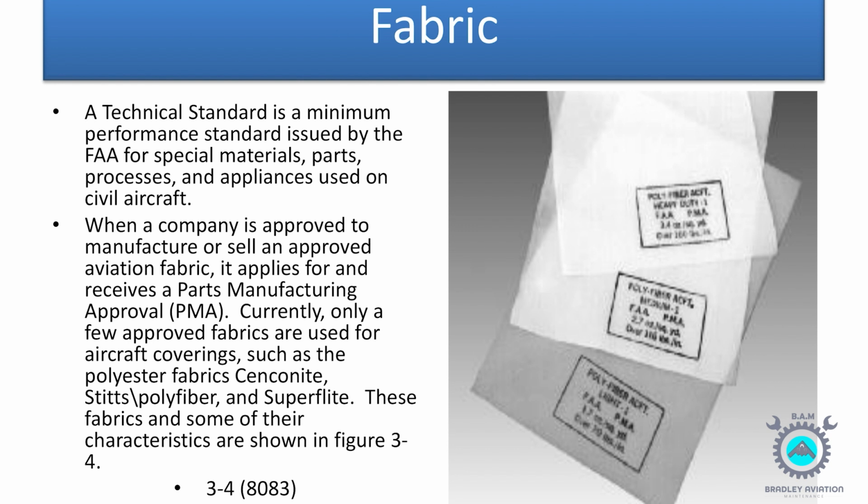When a company is approved to manufacture or sell an approved aviation fabric, it applies for and receives a Parts Manufacturing Approval, PMA. Currently, only a few approved fabrics are used for aircraft coverings, such as the polyester fabrics Ceconite, Stits Poly-Fiber, and Superflite. These fabrics and some of their characteristics are shown in Figure 3.